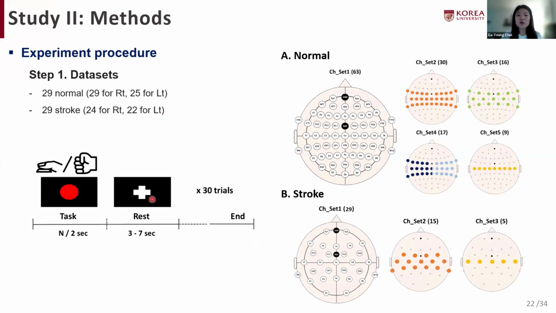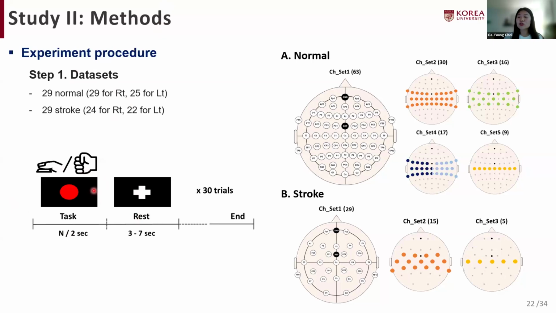In this study, we used the data from 29 healthy controls and 29 stroke patients. The novel proposed deep learning-based algorithm was first verified using healthy individuals' data, and then its clinical feasibility was verified by applying the actual patients' EEGs. We used the data from the same healthy control group as in the previous study, and the stroke patients' data were also collected through the same protocol as the healthy group.